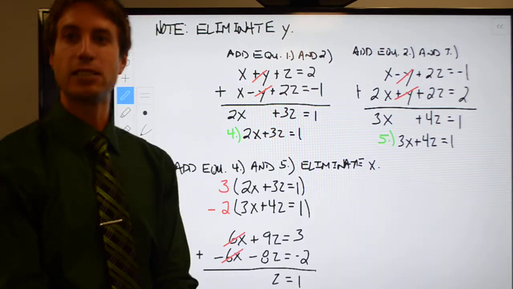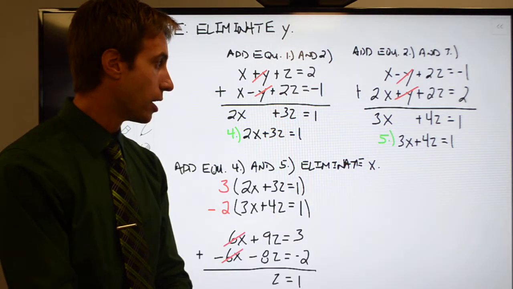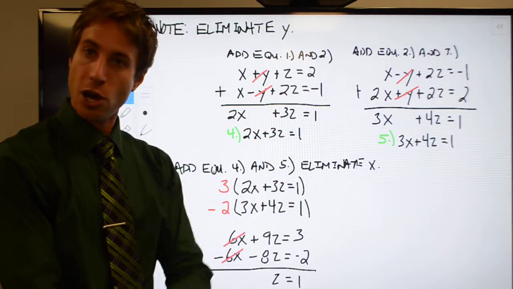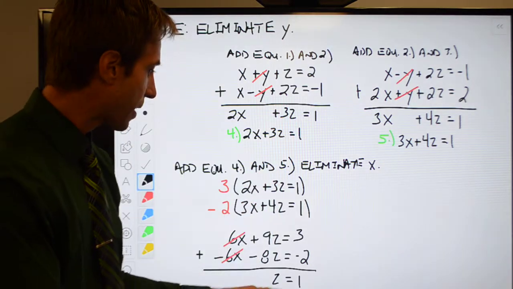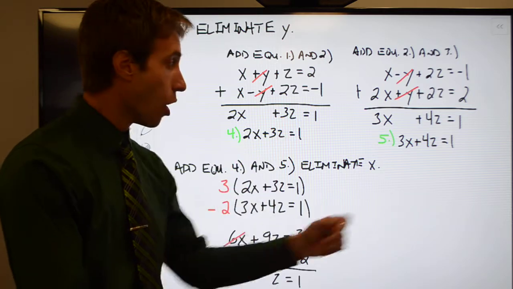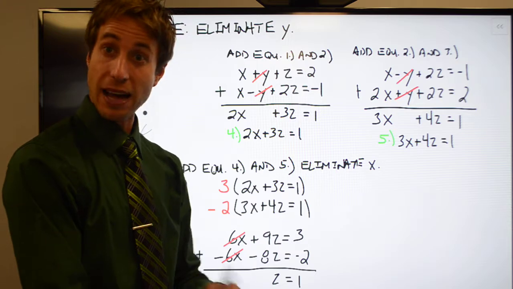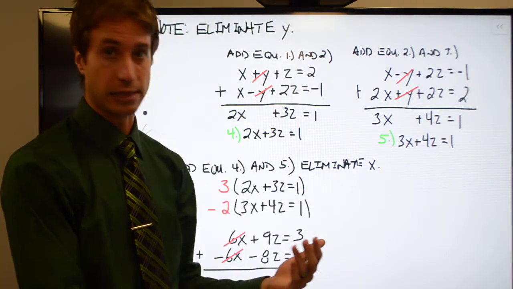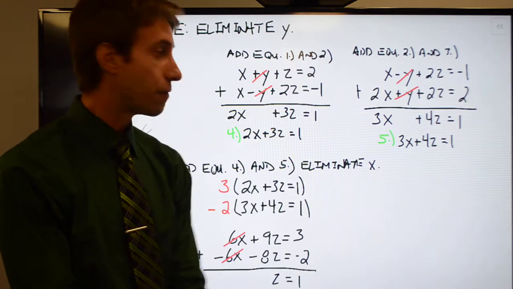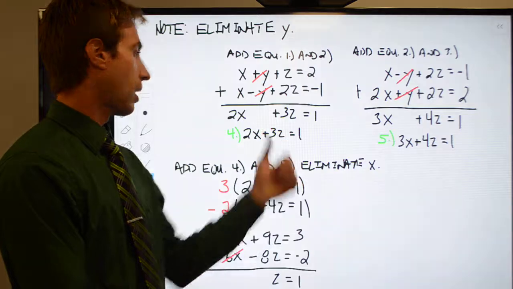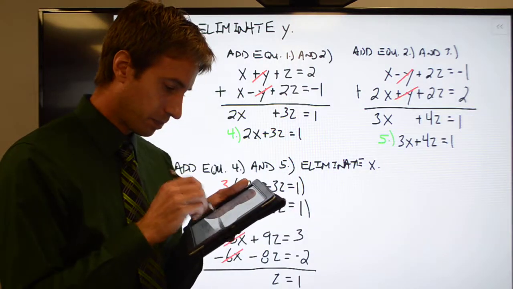But now here's what we need to do. We need to go back and find the rest of them. I still need to know what x is, and I still need to know what y is. Well, I got a couple of good options here. Now that I know z, I could do either equation number 4 or equation number 5, right? If I plug z in here or z in here, I could solve either one of those for x. Pick the one that looks easiest. I'm going to go with equation number 4.